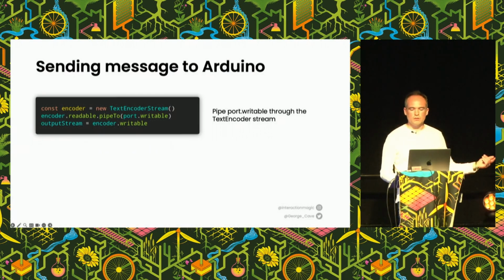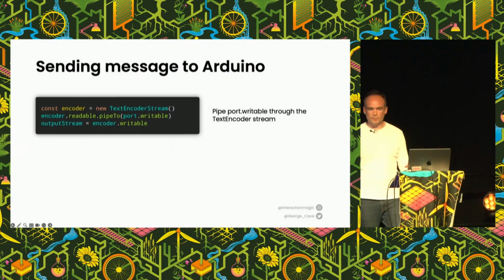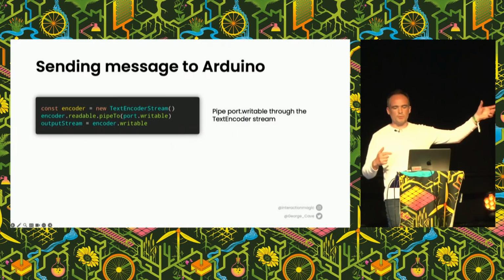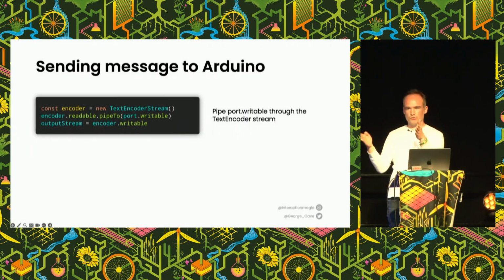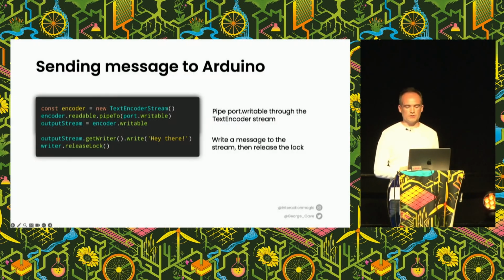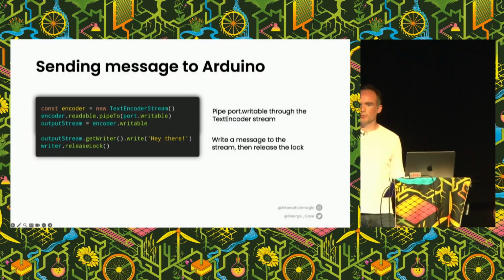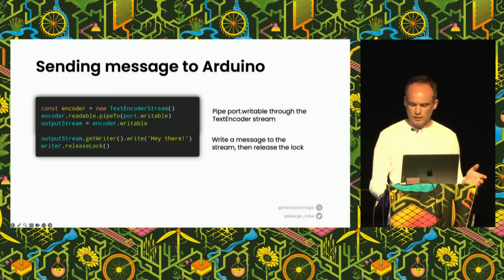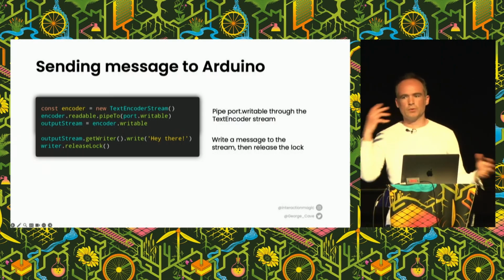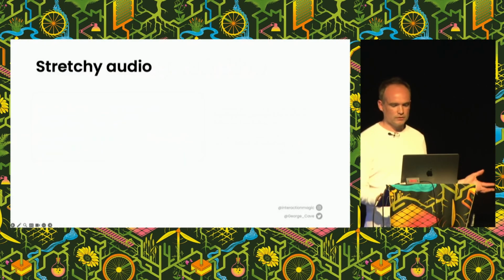Sending the message the other way is also very similar. We've got a writable stream, and we pipe this writable stream through a text encoder, and that handles the conversion from the string we want to send from the browser into the bytes. And then we can just write this message by fetching the writer and writing a message out to it. And I wanted to give you a more interesting demo than just saying hi over and over again. So I was trying to think of an example where you're trying to split the balance between what you can do on the Arduino and what you can do in the browser.